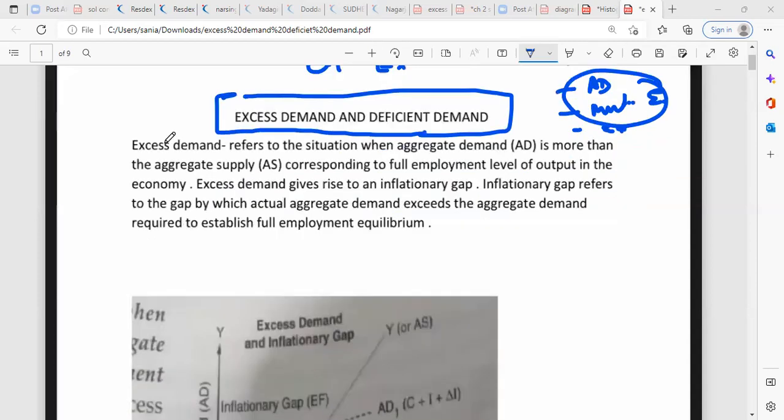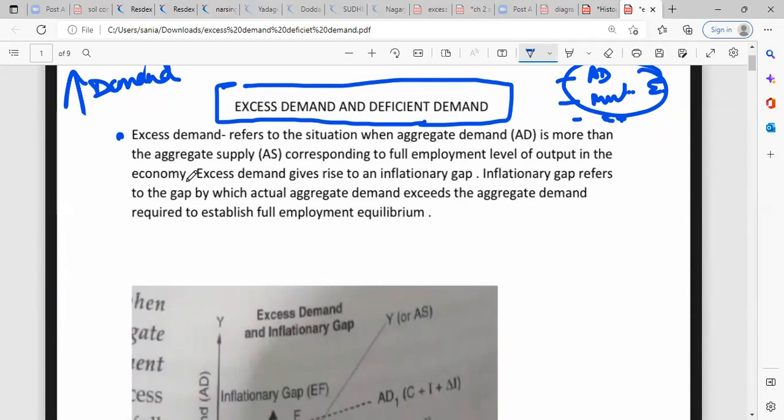So first of all, ma'am, what is excess demand? Okay, so excess demand refers to a situation when your aggregate demand is more than the aggregate supply. So when people are demanding a lot, that is the aggregate demand, right? And when people are demanding a lot, that is your excess demand, corresponding to the full employment level of the output in the economy.